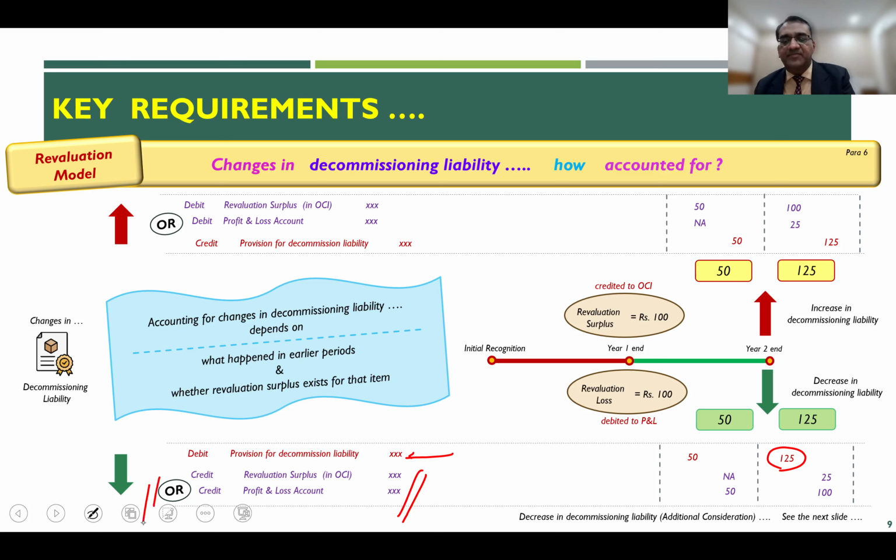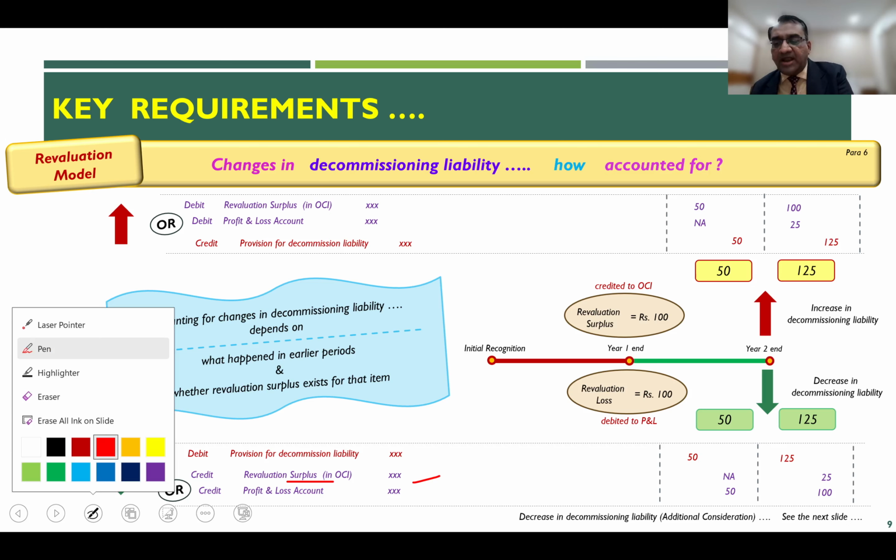Same principle. Credit will go either to revaluation surplus or to P&L, as the case may be, depending upon what happened here. So out of this 125, 100 rupees you will take to the credit of P&L. Why? To nullify the effect of the loss which you recorded in year number 1. And the balance 25 is something which you will record to revaluation surplus in OCI.